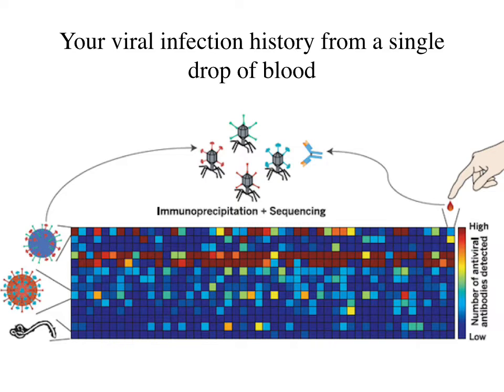VirScan combines DNA microarray synthesis and bacteriophage display to create a uniform, synthetic representation of peptide epitopes comprising the human virome. Immunoprecipitation and high-throughput DNA sequencing reveal the peptides recognized by antibodies in the sample. The color of each cell in the heat map depicts the relative number of antigenic epitopes detected for a virus, rows, in each sample, which would be the columns.